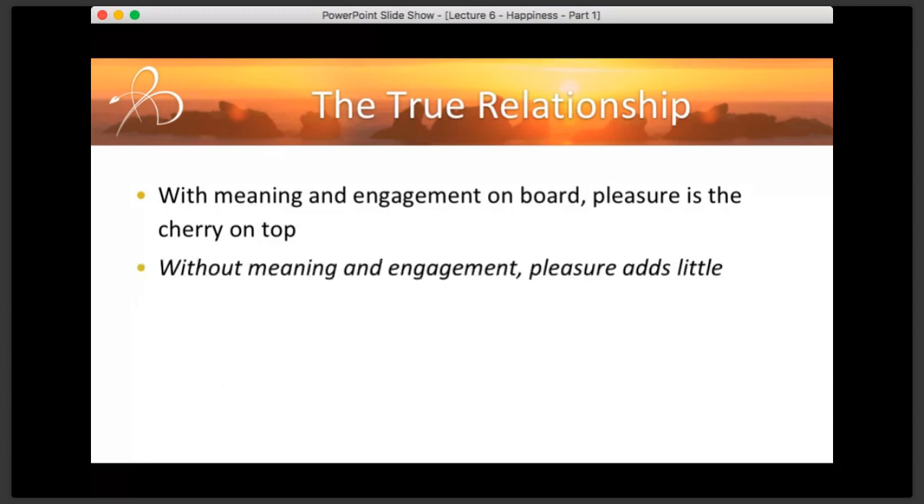However, if you measure low in meaning and engagement, if your life is relatively vacuous and purposeless, pleasure adds little. Do you see that? You can't fill up the cup with momentary good feelings if it's empty of meaning and engagement. Hence, the reason that taking ecstasy doesn't work to make someone who's living a purposeless existence enduringly happy, right? It doesn't work.